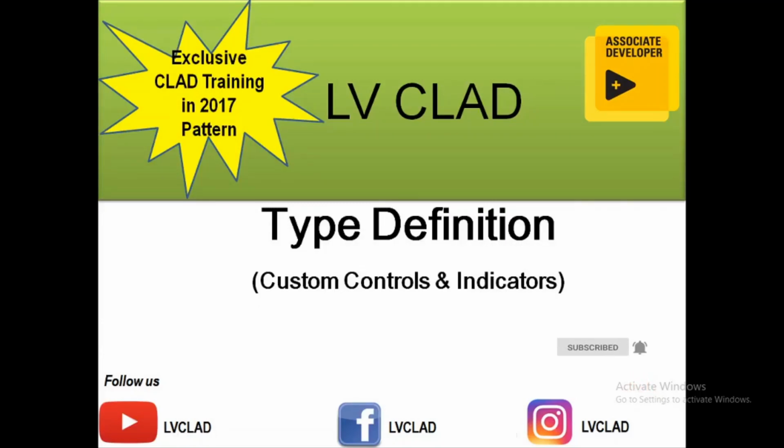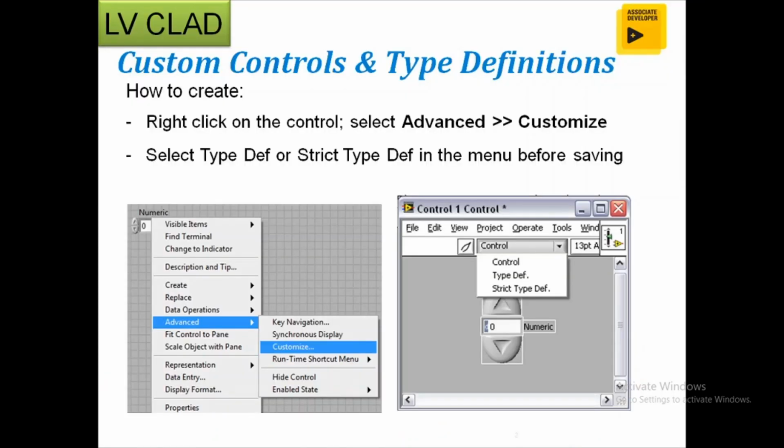Welcome to LVCLAD. Today's topic is type definition. It is useful for making customized controls and indicators. How to make a customized control with the existing numeric, boolean or string controls that we can see.